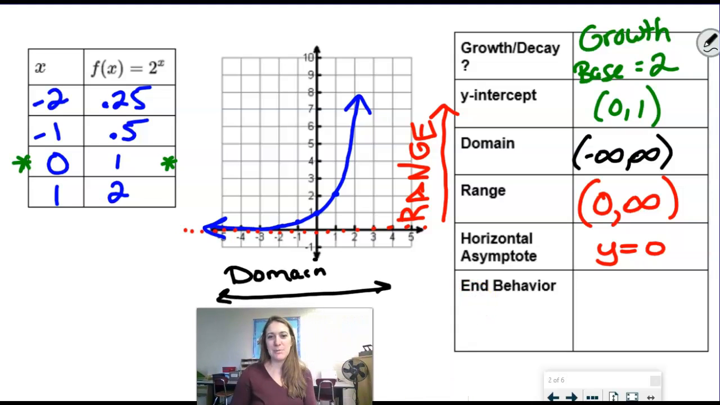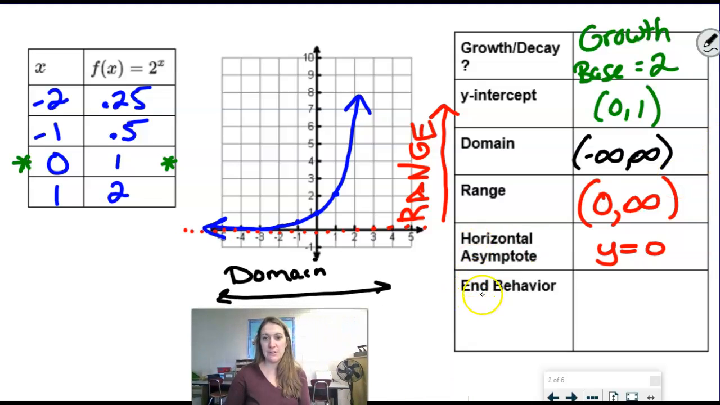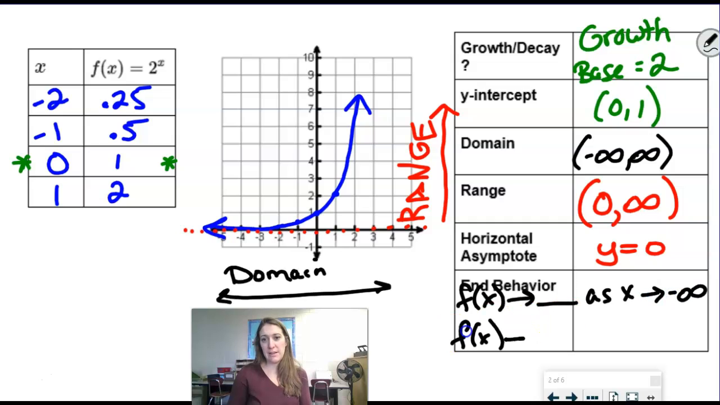End behavior, old concept, same stamp that we used to see in end behavior, so we're going to write that out. f of x approaches blank, and then I always do left behavior first, so as x goes to negative infinity, and then the other end of end behavior would be the right side. So f of x approaches blank as x goes to positive infinity, the right. So just to jog your memory here, this means left side, and this means right side. So they're asking us what height is your function approaching on the left side and on the right side.